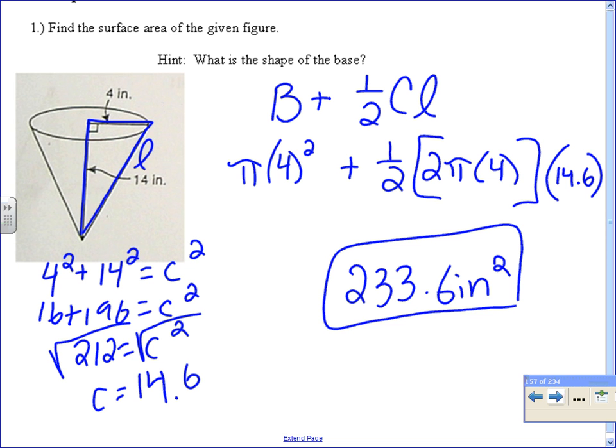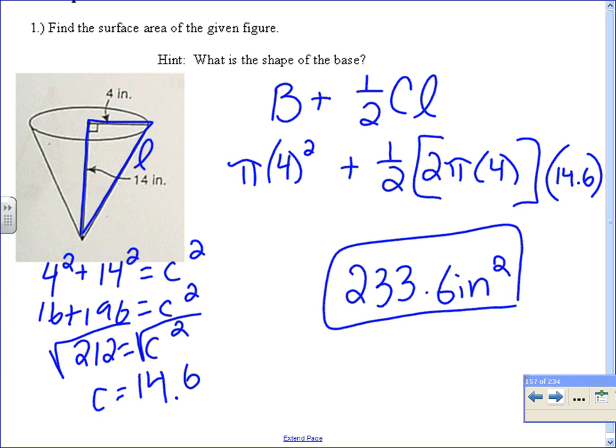I'm just rounding to the nearest tenth. Again, on the quiz, I'll make sure it's specific about how to round, or we'll just make sure we all round the same way. Okay, any other questions on that?